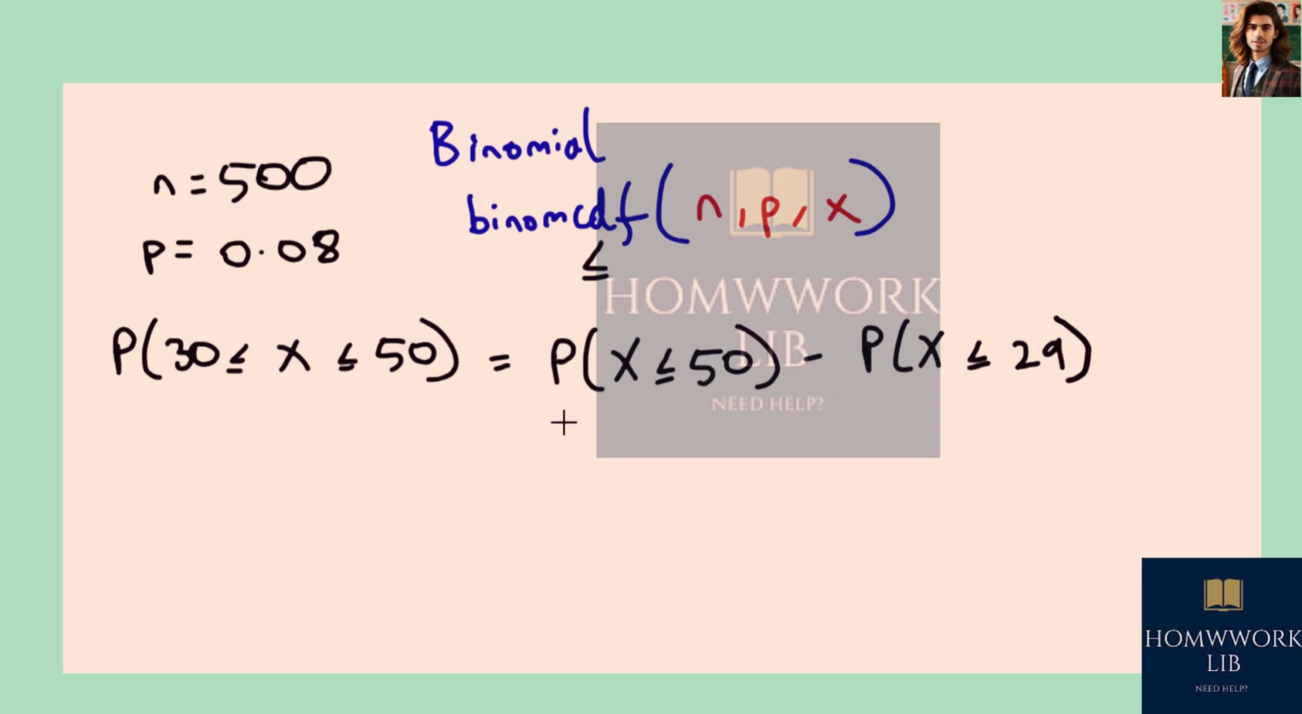Less than or equal to 50 is anything from 0 to 50. Anything from 0 to 29 here. So if I take these away, I am left with anything from 30 to 50. This is what we want.